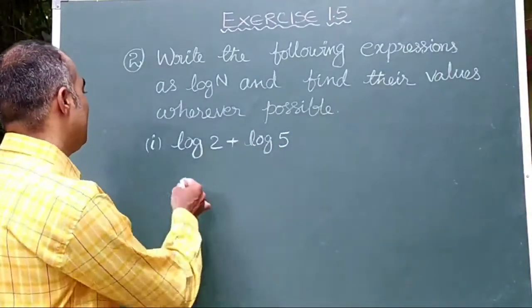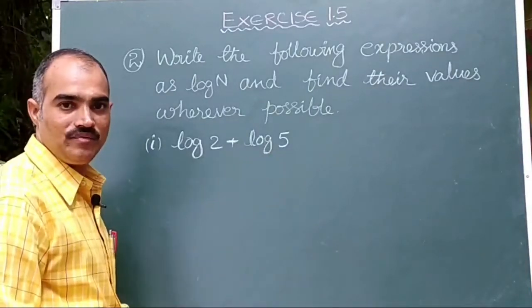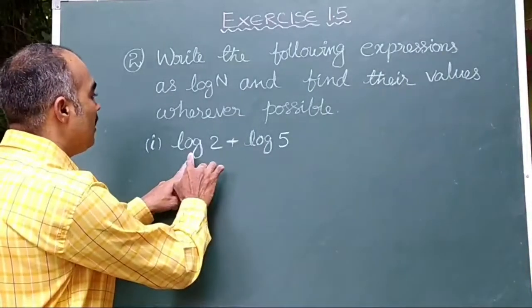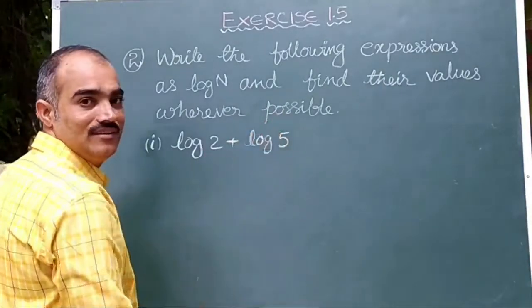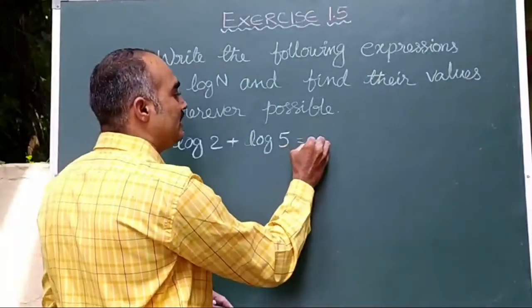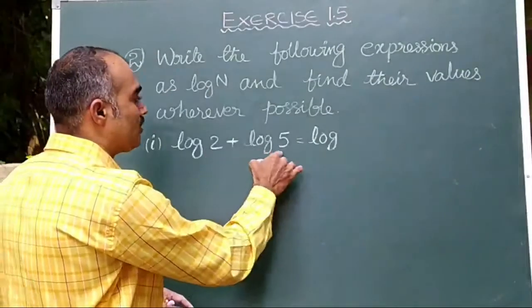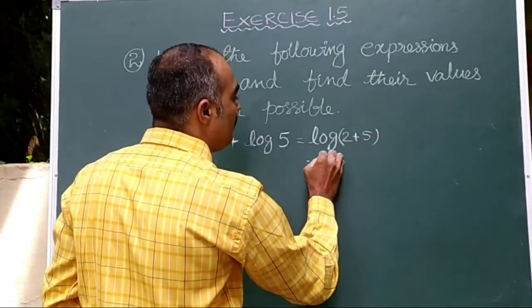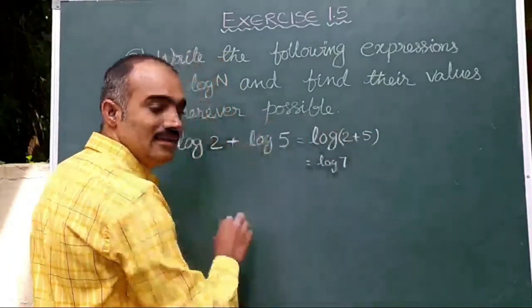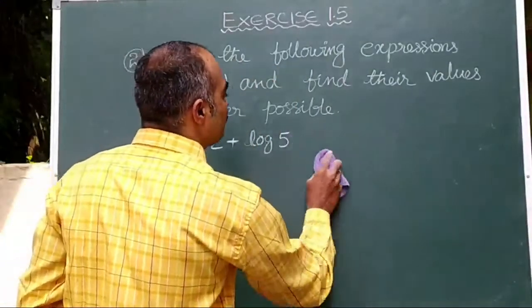Let us see here. See the question, children, first bit: log 2 plus log 5. You do not think that log 2 plus log 5 is equal to log of 2 plus 5, that is log 7. For example, if you think of this as a single logarithm and add 2 plus 5 directly, it is log 7. This is the wrong answer, children. Actually, you should not write like this.